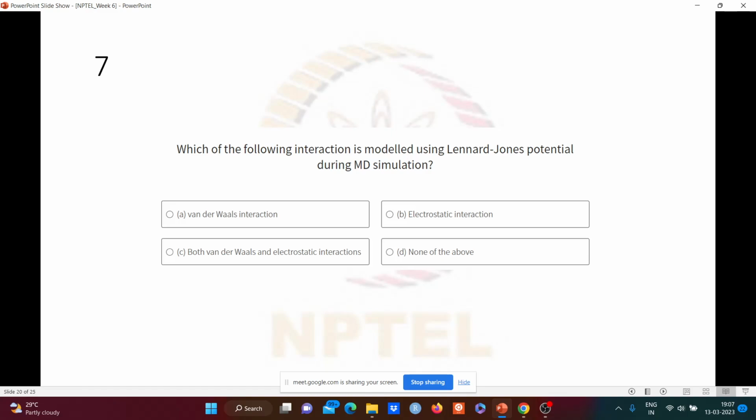Okay, here the answer is the LJ potential is used to calculate the van der Waals interactions. Electrostatic interactions are calculated using the formula 1 by 4 pi epsilon naught, q1 q2 by r square. The Lennard-Jones potential takes into account 1 by r to the power of 6 minus 1 by r to the power of 12, and the depth of the graph, to calculate the van der Waals interactions, not electrostatic interactions.